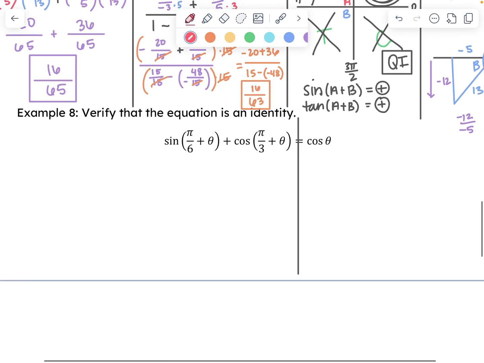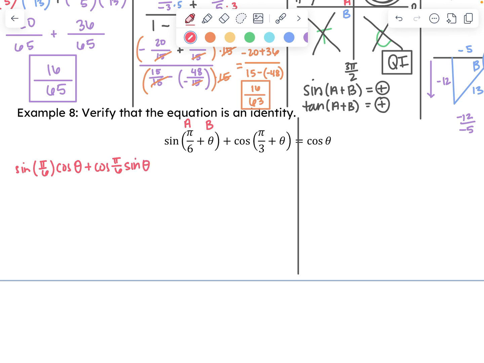So let's start with that sine. This would be my A and this would be my B. So if I have sine of something plus something, that's sine times cosine plus cosine times sine. I'm going to do sine of pi over 6 cosine of theta plus cosine of pi over 6 sine of theta.